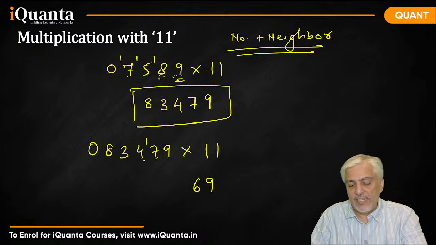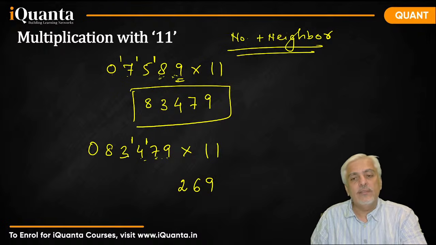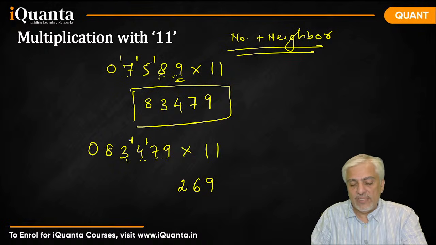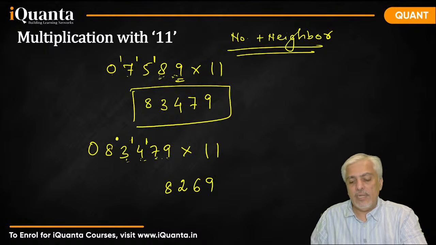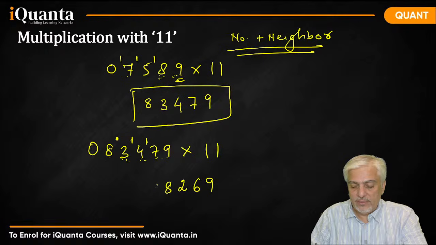4 plus 7, 11. 11 plus 1, 12. 1 carry over. 3 plus 4, 7. 7 plus 1, 8. No carry over. 8 plus 3, 11. 1 carry over. 0 plus 8, 8. 8 plus 1, 9.